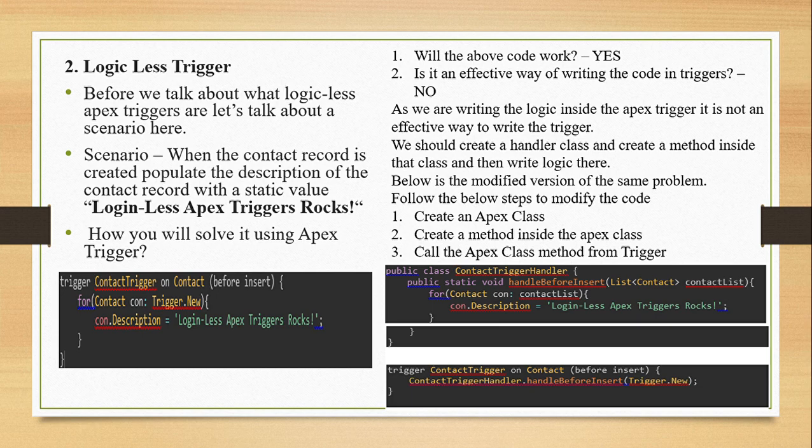So it's a trigger ContactTrigger on Contact before insert, creating a for loop for Contact in Trigger.new, then contact.Description is "Logicless Apex trigger rocks." Will the above code work? Yes, it works, but it's not an efficient way of writing code in triggers.